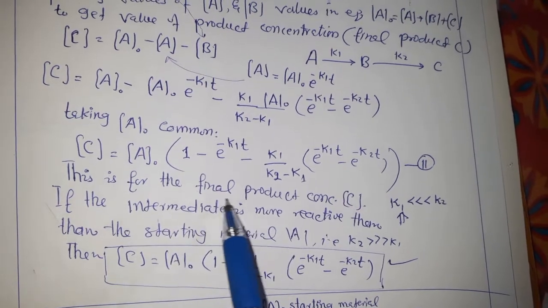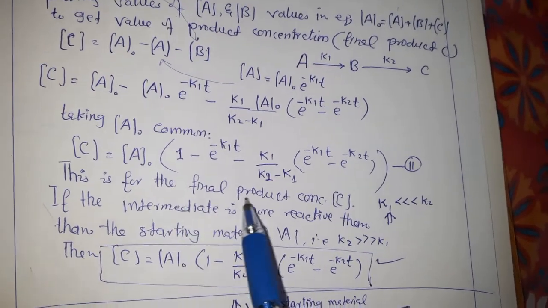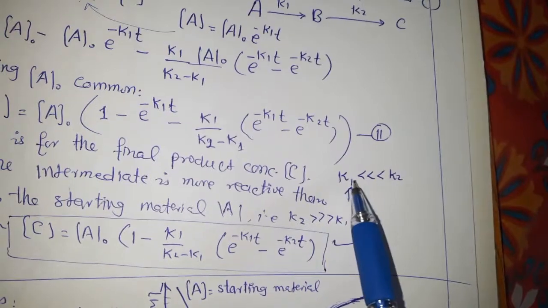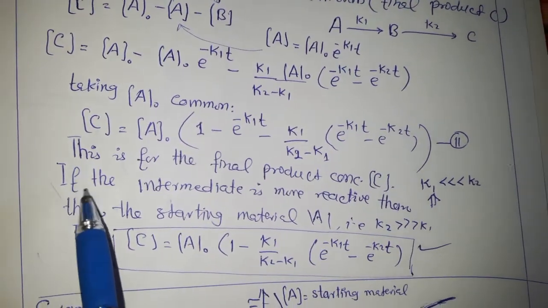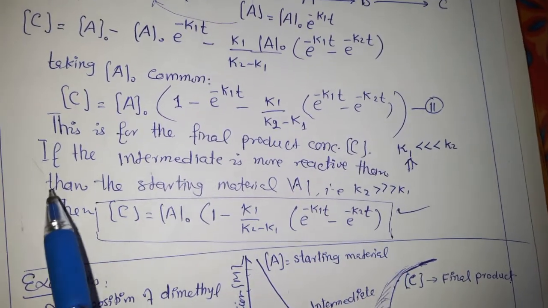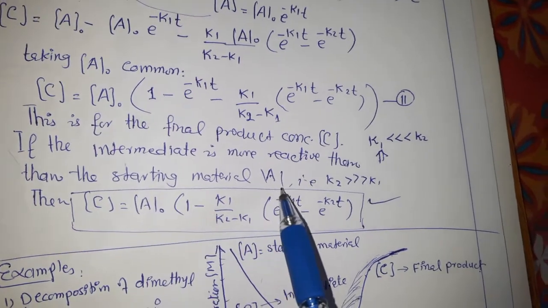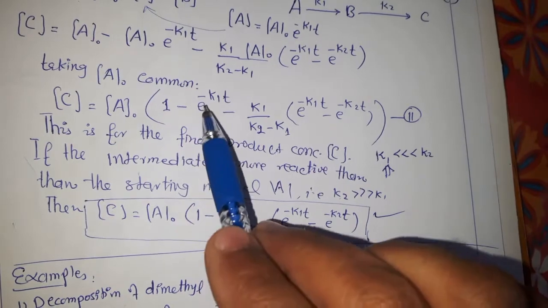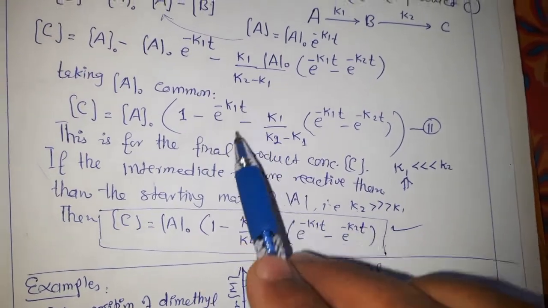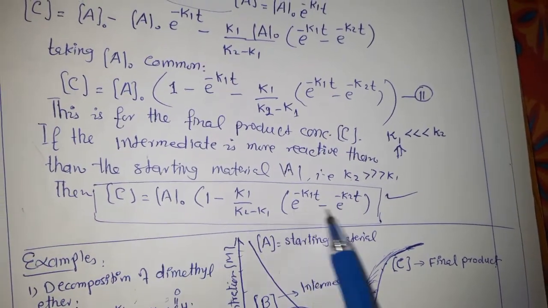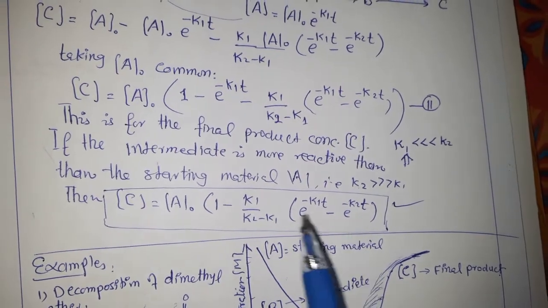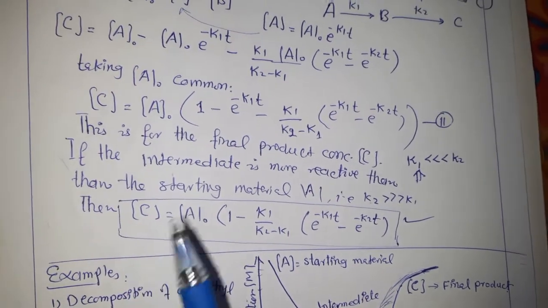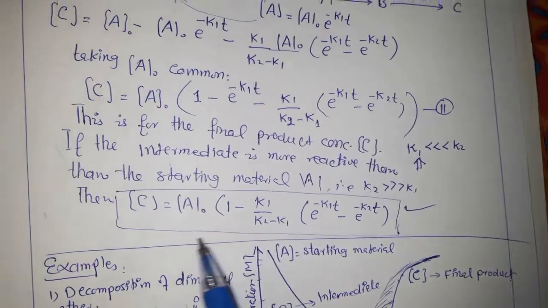This is the form for the final product c. We are assuming that the intermediate is more reactive than the starting material, so k2 is more than k1. So this k1 term can be ignored and we have this simplified equation. This is for the concentration of the final product in terms of the two rate constants.